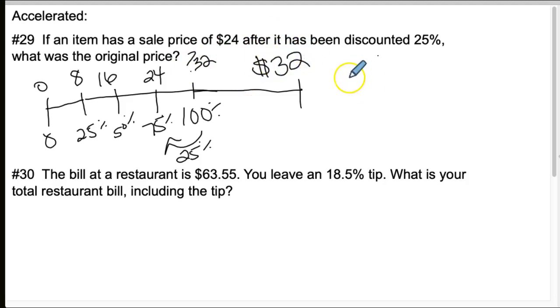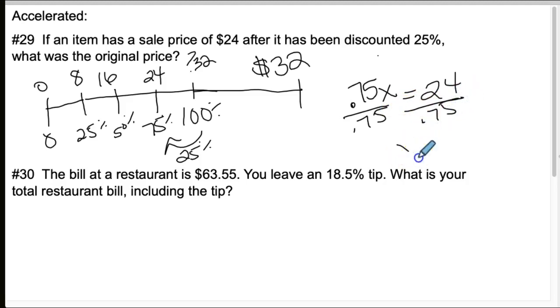We could also check it and go, okay, $24 is after the 25% discount. So 25% off means that you're paying 75% of it. So 75% of the original price is $24. We could divide both sides by 0.75, and that would also get us to 32.